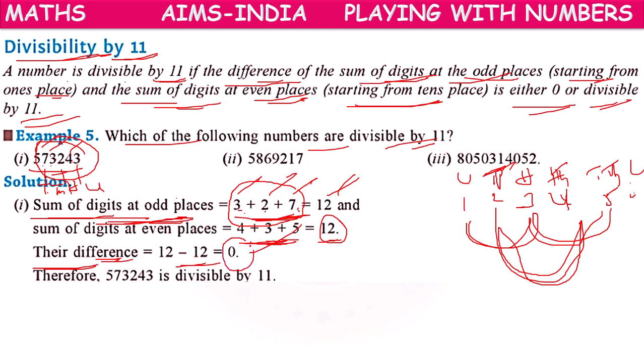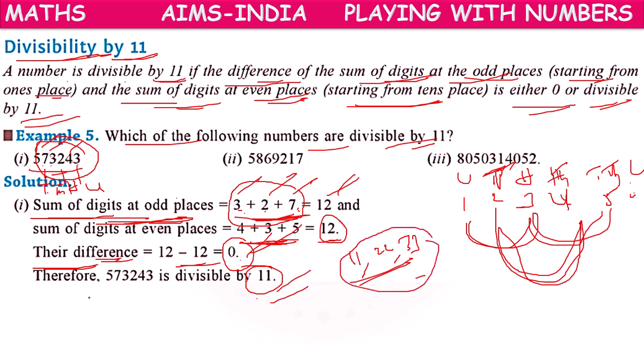If the difference is 0, or if the difference is like 11, 22, 33, these are all divisible by 11. If the difference is 0, or if the difference is divisible by 11, then the total number is divisible by 11.